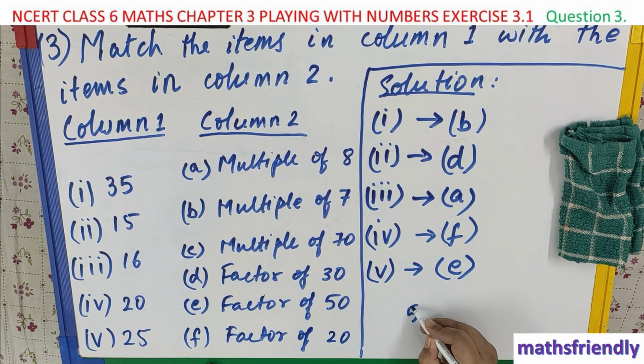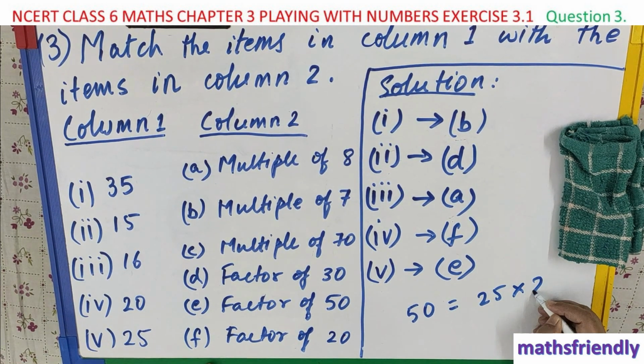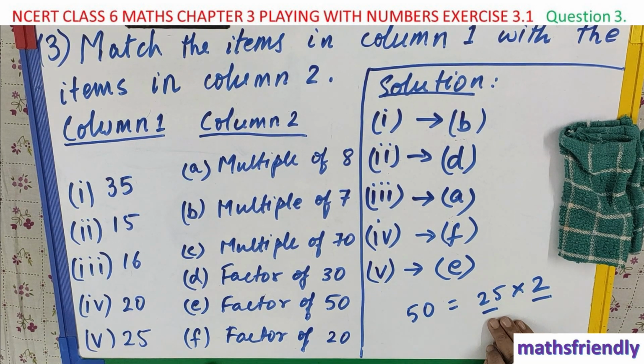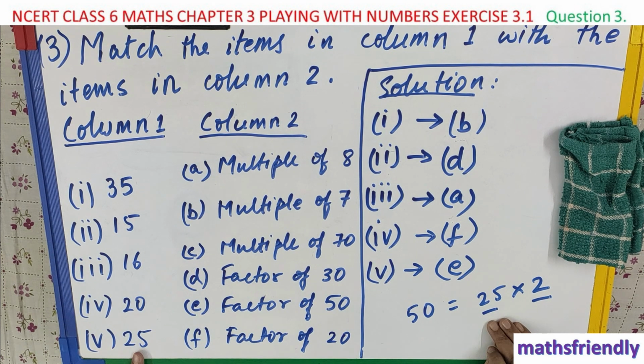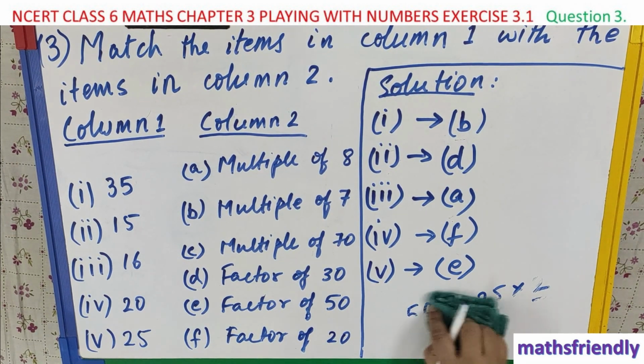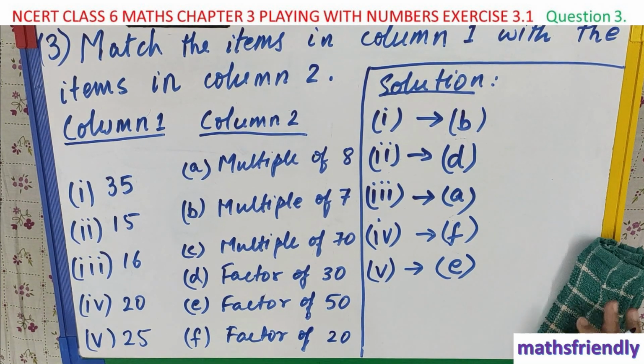How? We can see like this also. 50 can be represented as 25 into 2. It means 25 and 2 both are factors of 50. Okay. Other factors of 50 are also there, but here we need only 25. We have to check for 25. So we will do like this. 25 2s are 50. It means both are factors of 50. So we got our answer. Understood?